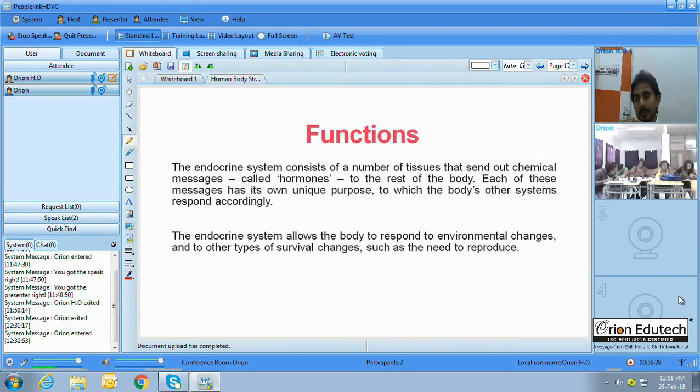The main function of the endocrine system is to carry the hormones to the different systems and organs of the rest of the body. In other words, this is also a chemical message to the other body organs, which receive it and perform their functions according to the message of the hormones.